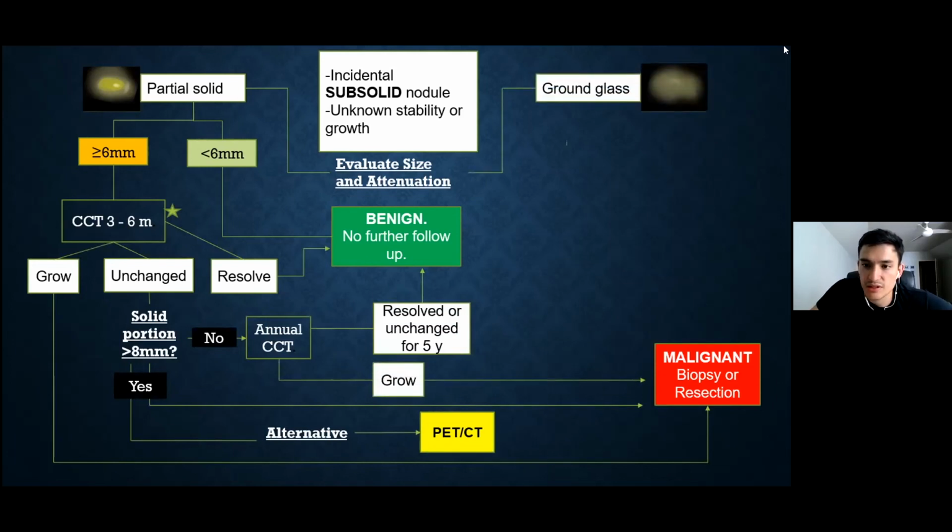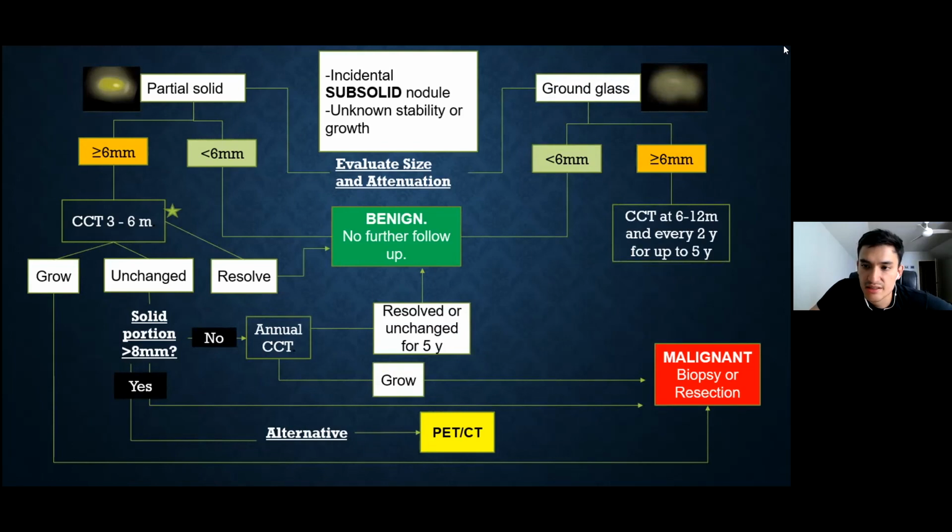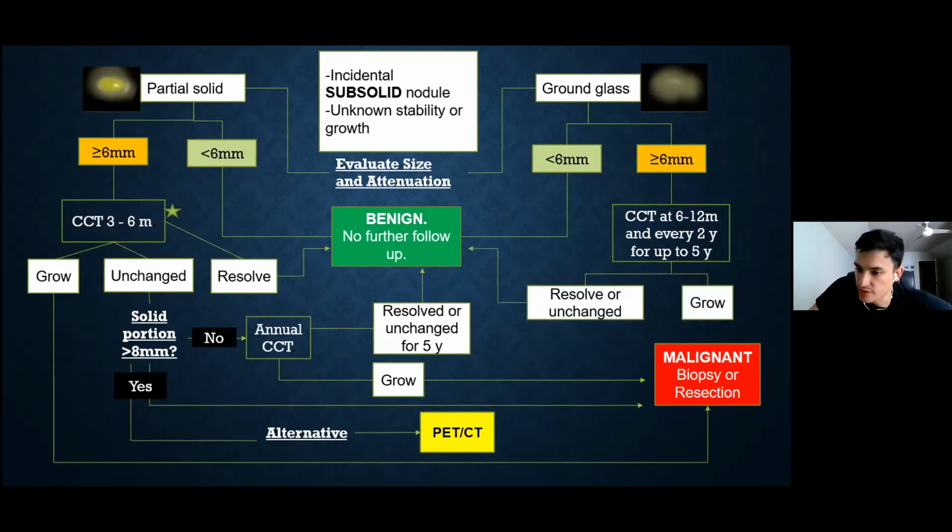And if the nodule is a ground glass and is small, it's the same principle. If it is 6 or more millimeters, then a chest CT at 12 months, and every 2 years for up to 5 years. And after 5 years, if the nodule is unchanged or resolves within this time, it's considered benign, and if it grows, it's considered malignant.